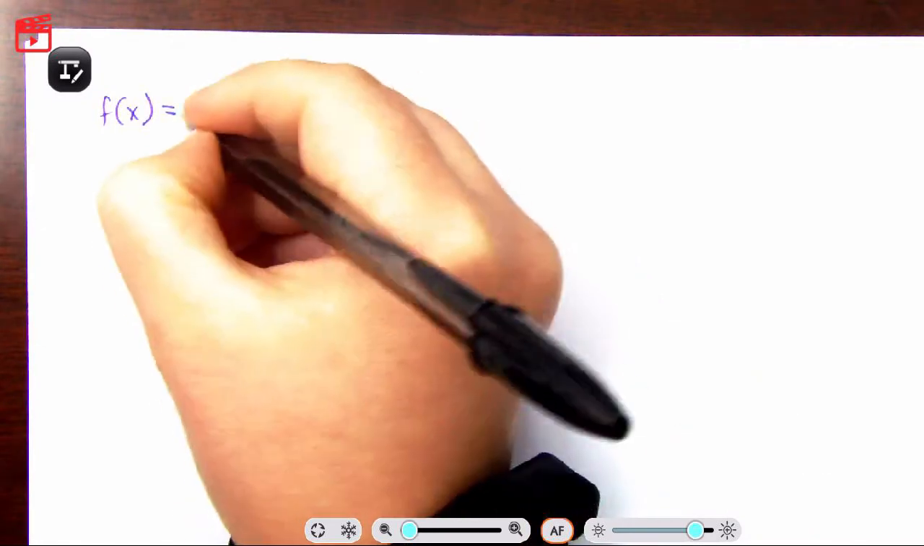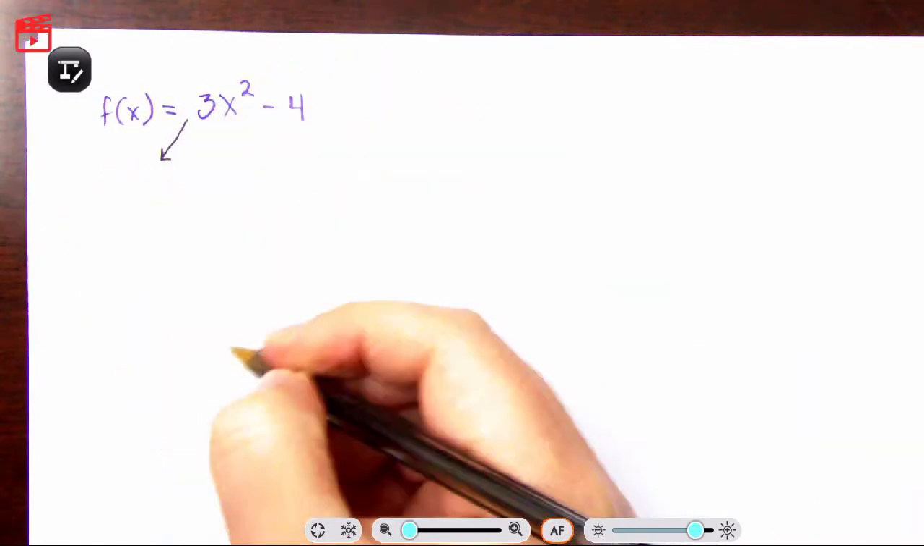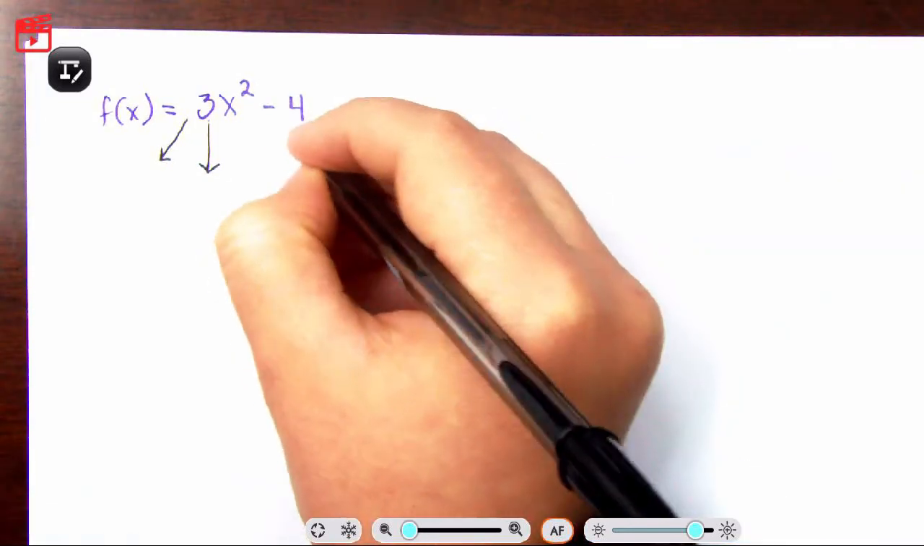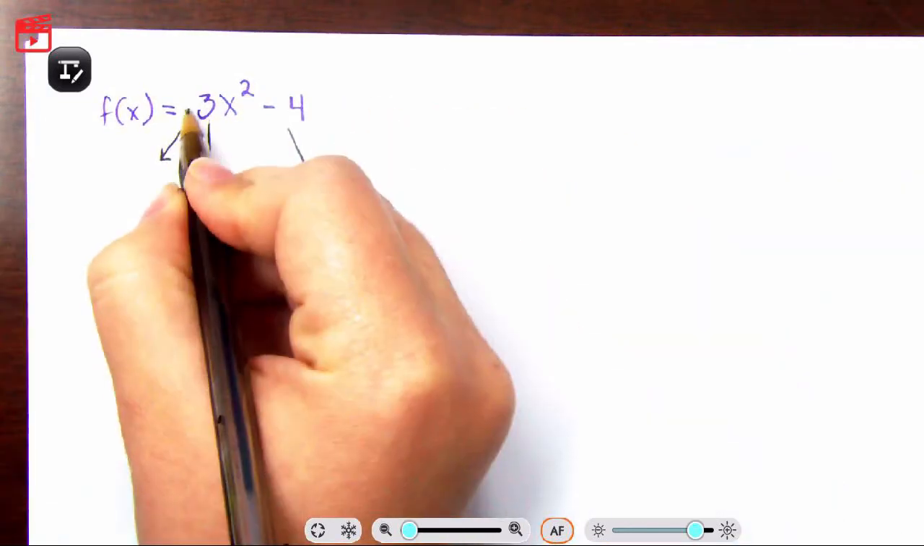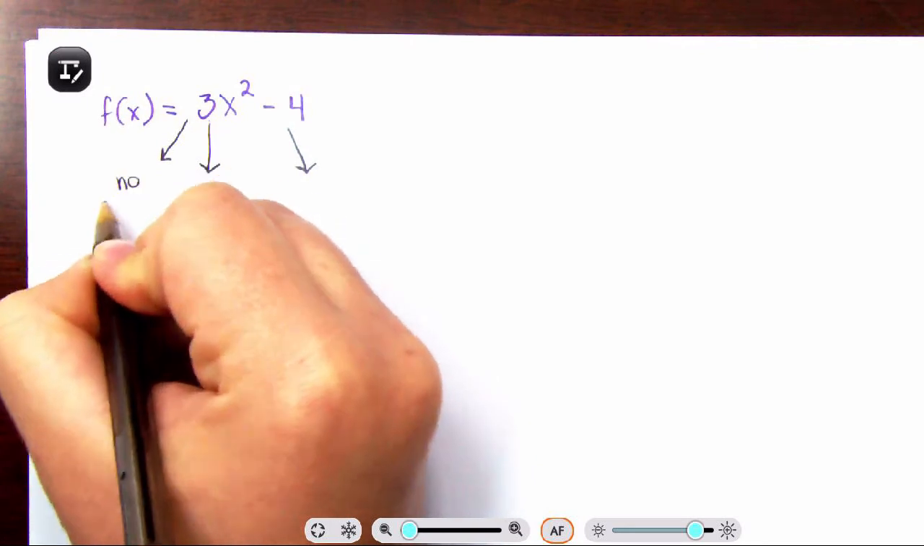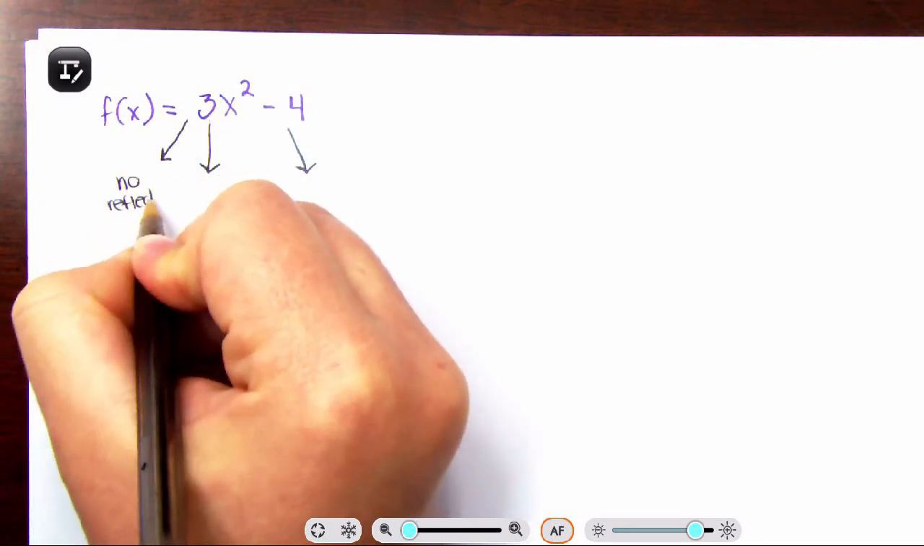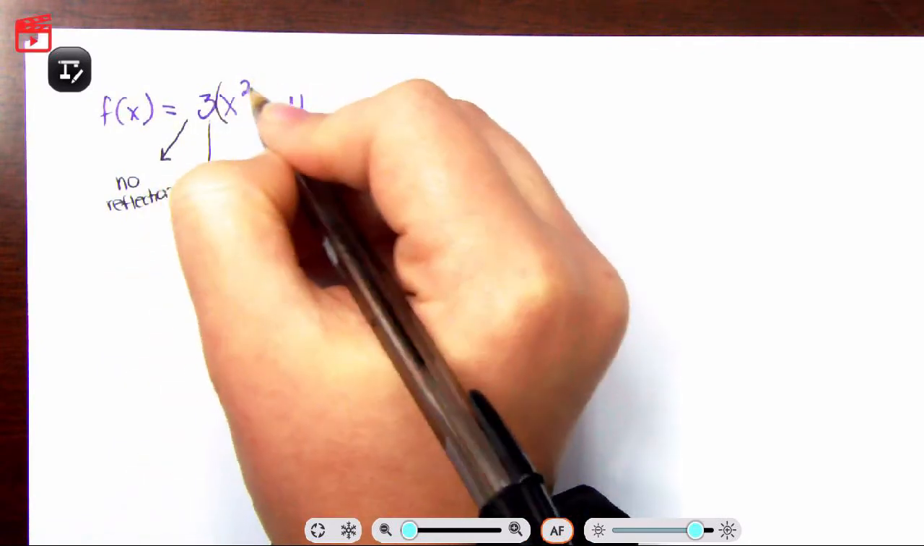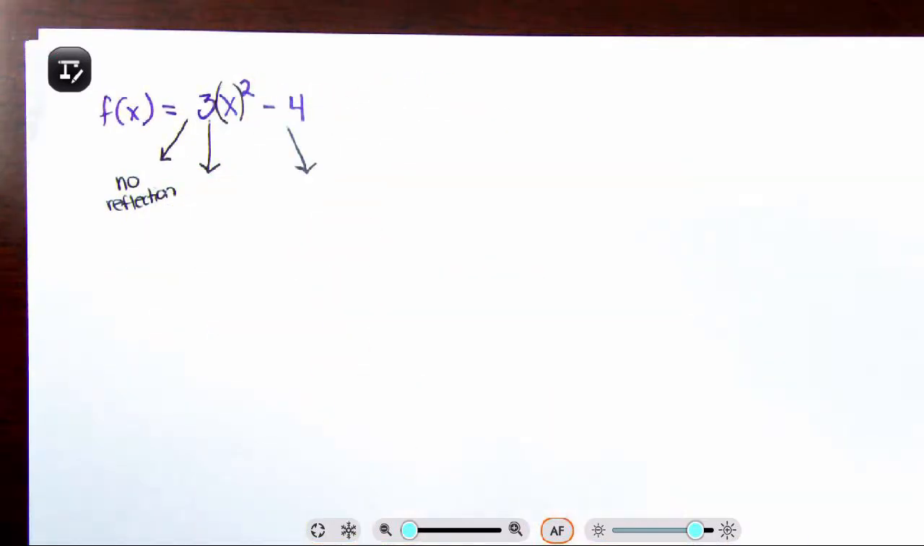So let's do 3x squared minus 4. Let's do everything outside the bubble in this example. So the first thing you need to determine, do you have a negative? You have a 3 and you have a minus 4. So it's positive, so no reflection. You have a 3 outside the bubble. Here's your bubble. X is your bubble. You have a 3 outside your bubble.